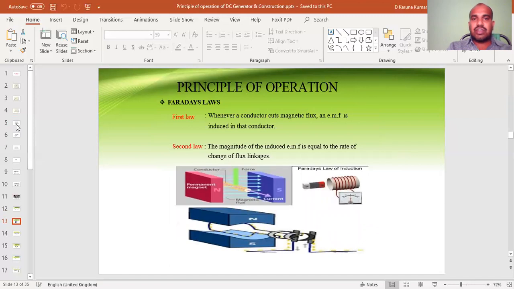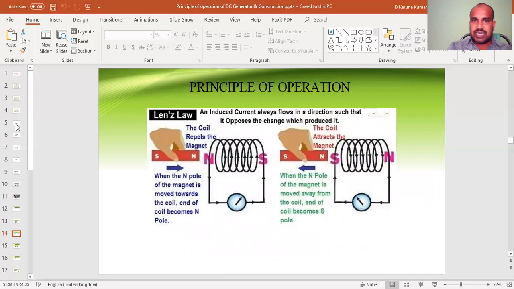That is the first law. The first law is whenever a conductor cuts the magnetic flux, an EMF is induced in the conductor. The second law is the magnitude of the induced EMF E is directly proportional to the rate of change of flux linkages. E is directly proportional to dφ/dt.